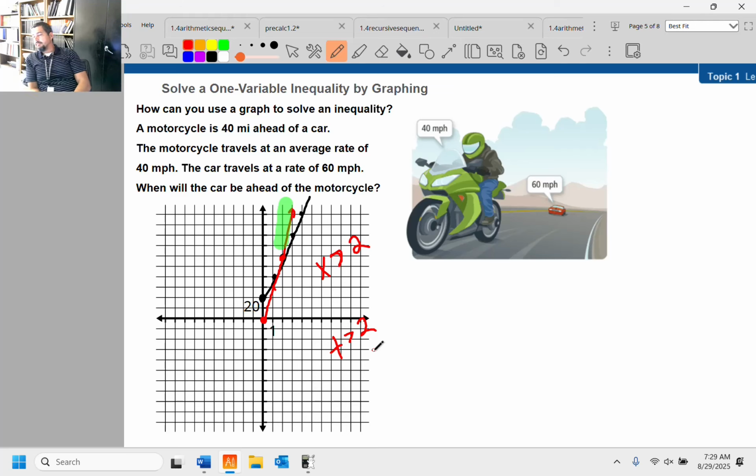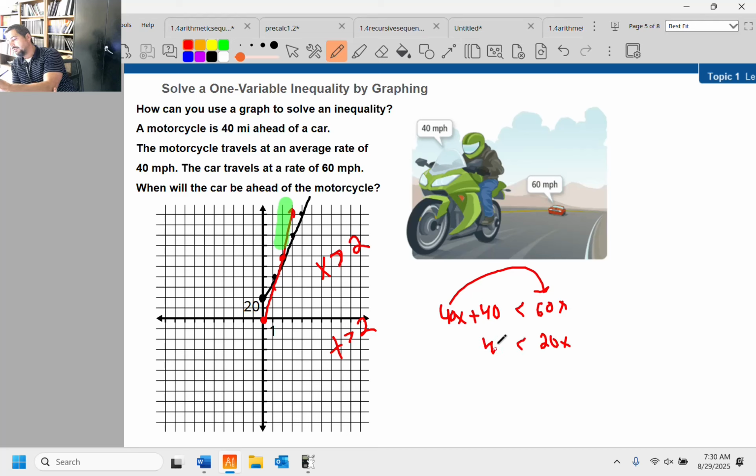It's not hard. Algebraically, what you would have done is you would have said 40x plus 40, that's mx plus b, and then compared it to the car. We want to know when the car is going to be ahead, 60x. And I should have put a 40 there. Jump the 40 over, you get 20x greater than 40. Divide by 20, x greater than 2. So as long as your time is greater than 2 hours, there's the algebra behind it too.